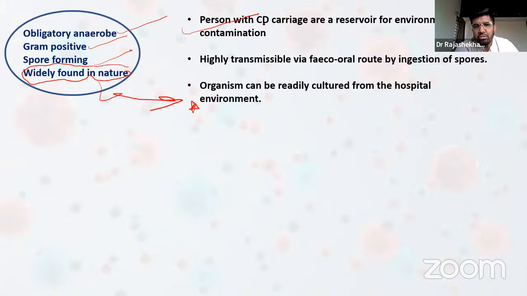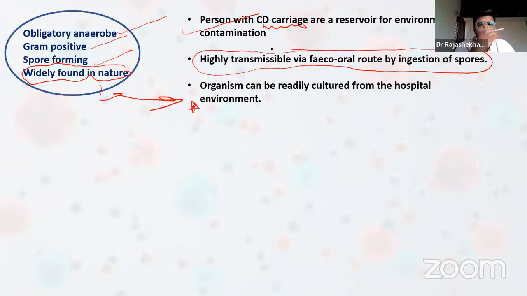So persons with Clostridium difficile carriage are the reservoir for environmental contamination. Many patients carry the Clostridium difficile organism in their intestine, although they do not have any disease caused by it. So they act as a reservoir for the environmental contamination. And it is an organism which is highly transmissible via the fecal-oral route by the ingestion of spores. These spores are found widely in nature.